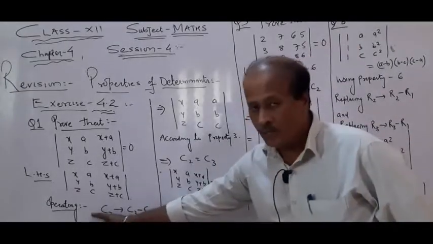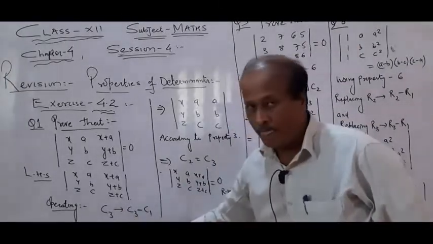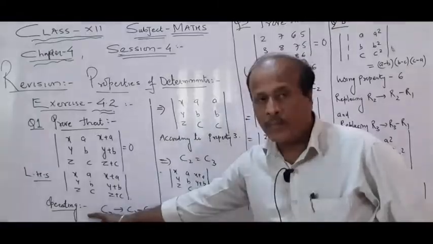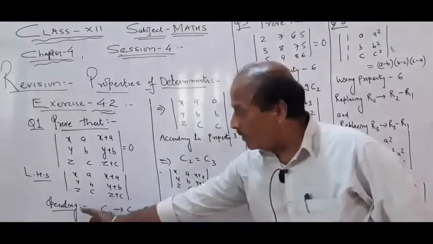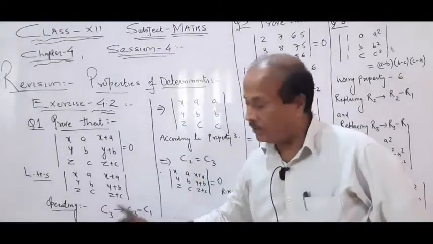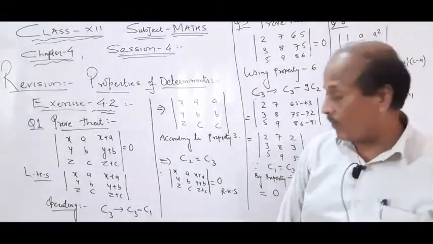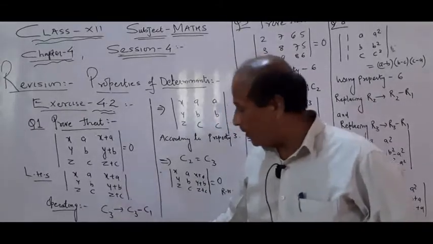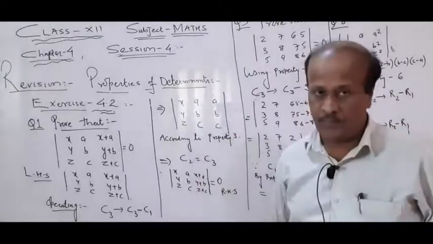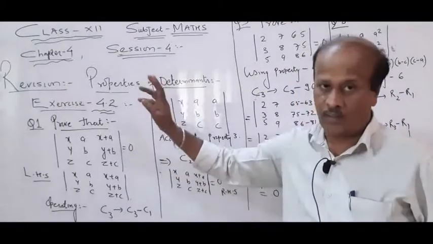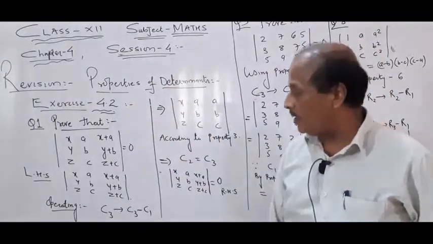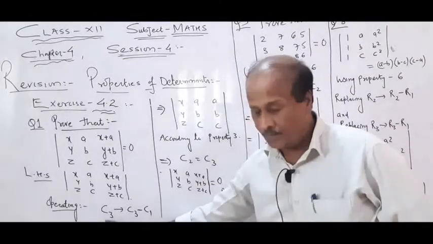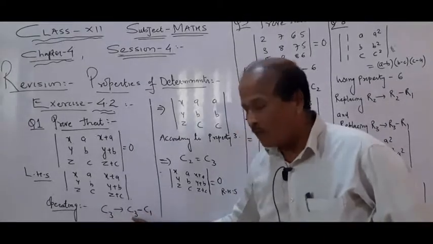I am using the property that is written here. Whenever you use a property, side by side you write operating or applying. Which property you are applying or operating, that you write, otherwise marks will be deducted. Now what property am I going to use? Replace column 3 by column 3 minus column 1. I am using property number 6 of the determinant. So replace column 3 by whichever column you are operating, you write it here. So replacing column 3 by column 3 minus column 1.